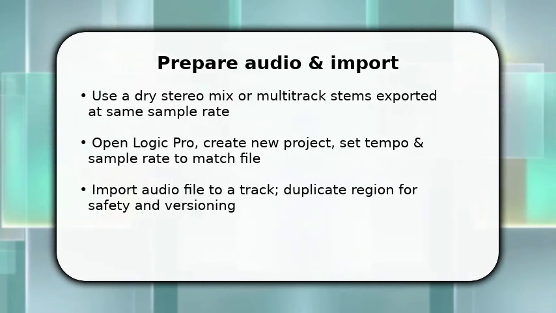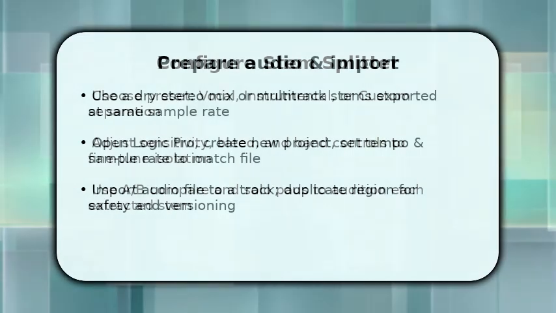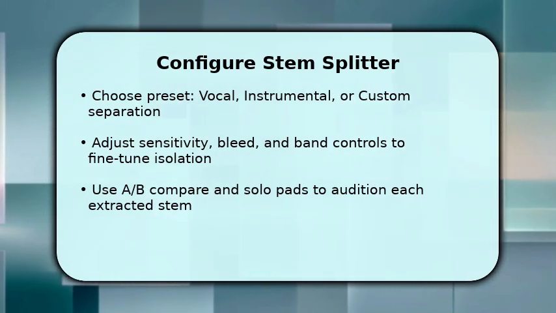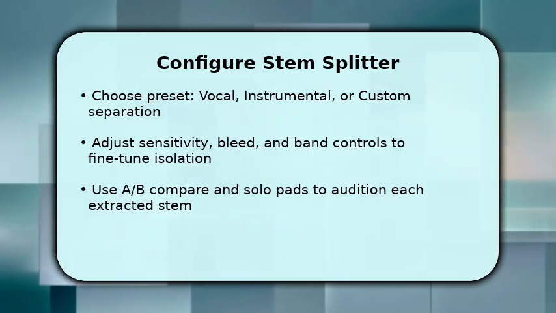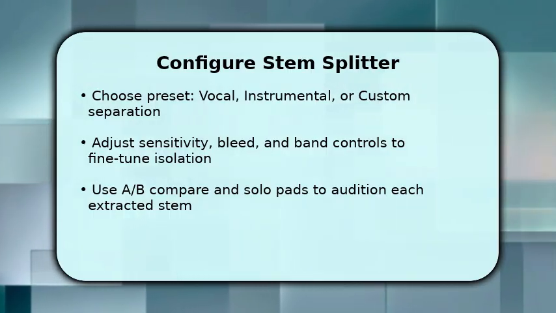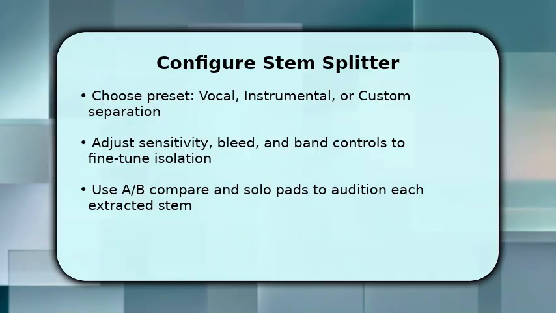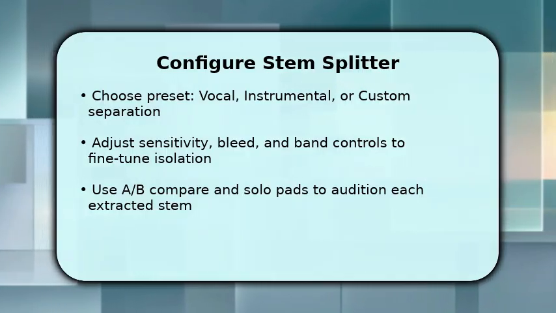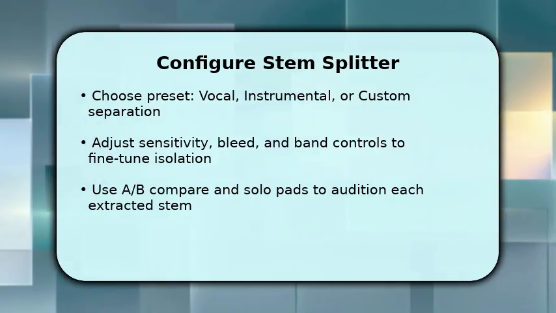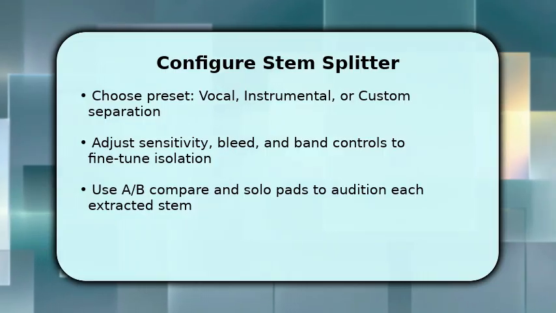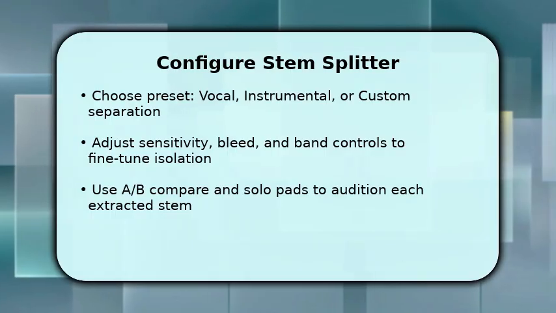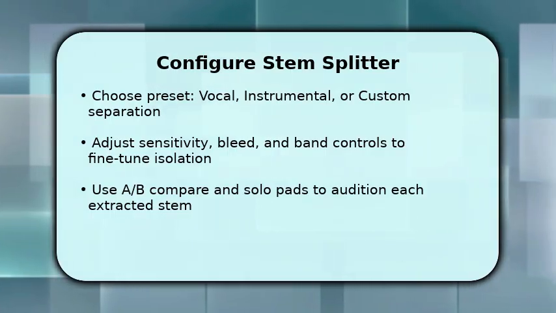You'll now dial the plugin for practical separation. Pick a preset that matches the dominant source, then tweak sensitivity to increase separation or reduce artifacts. Make sure to adjust bleed and band filters to control how much ambience or reverb follows the isolated stem. This is why isolation often needs balancing, not maxing out. Once configured, use the A/B compare and solo pads to listen for phase issues and refine parameters until each stem is clear, while keeping natural tone and timing.